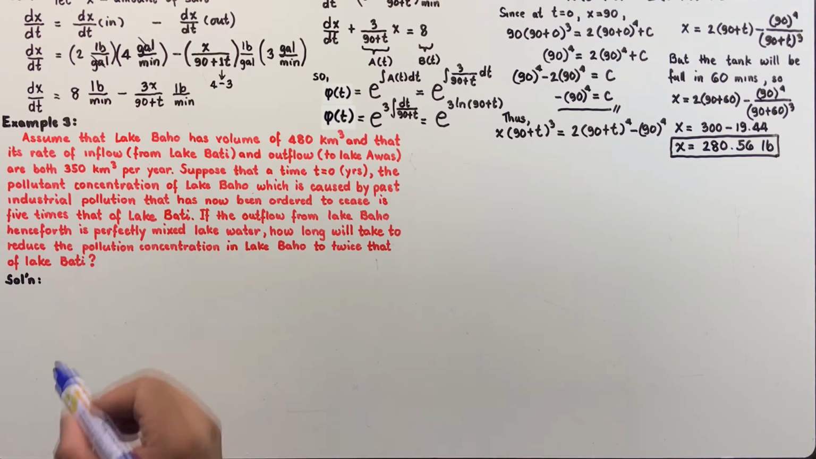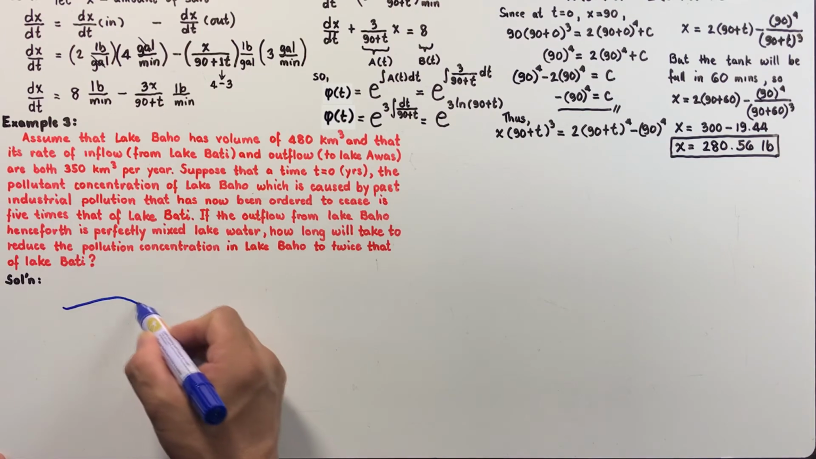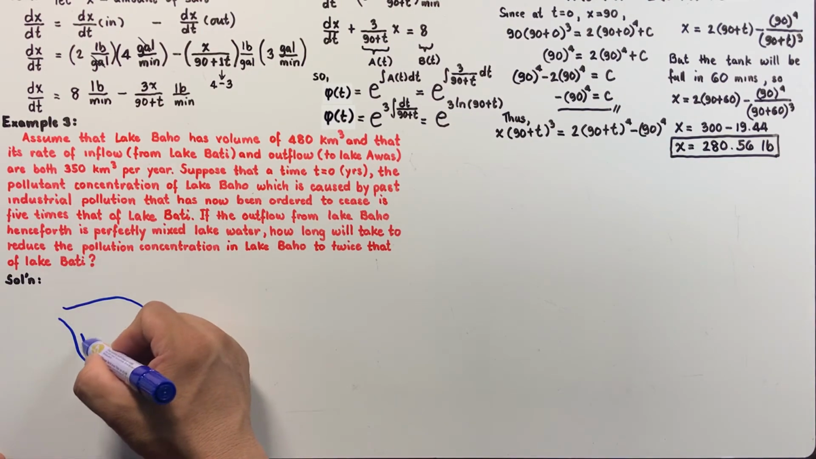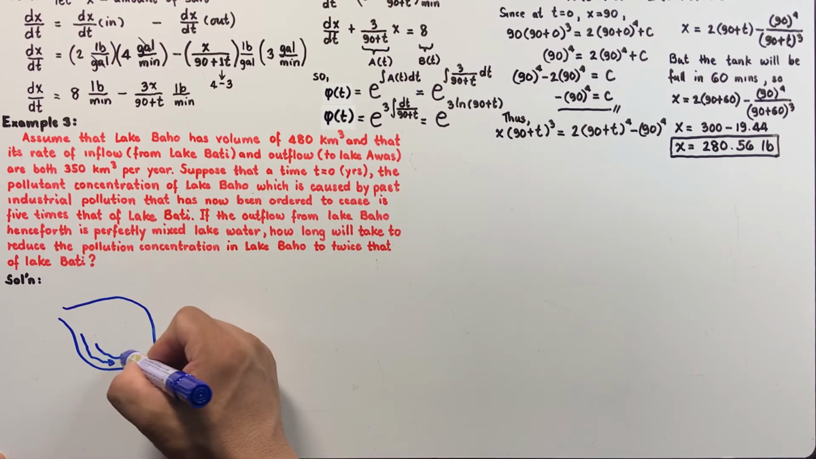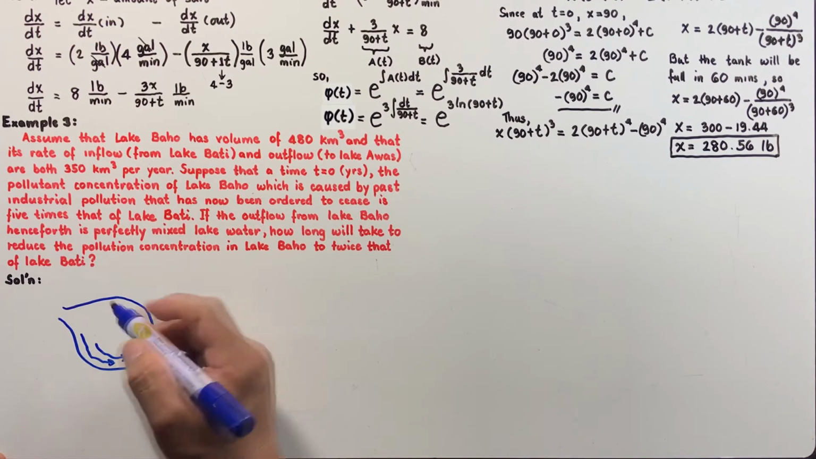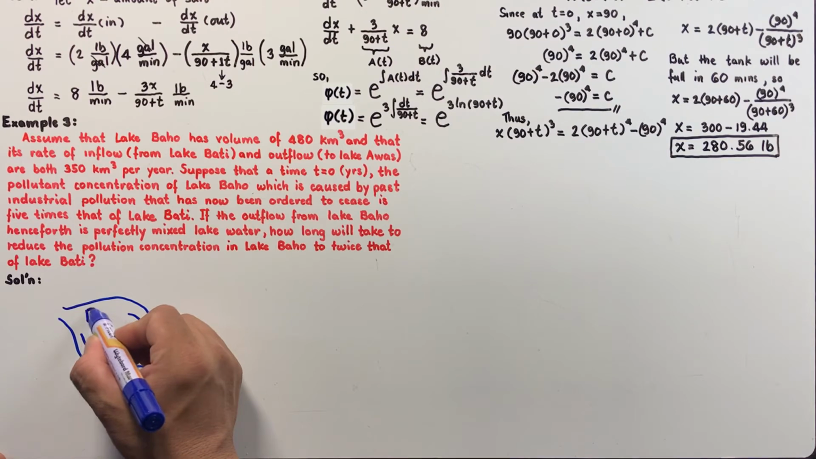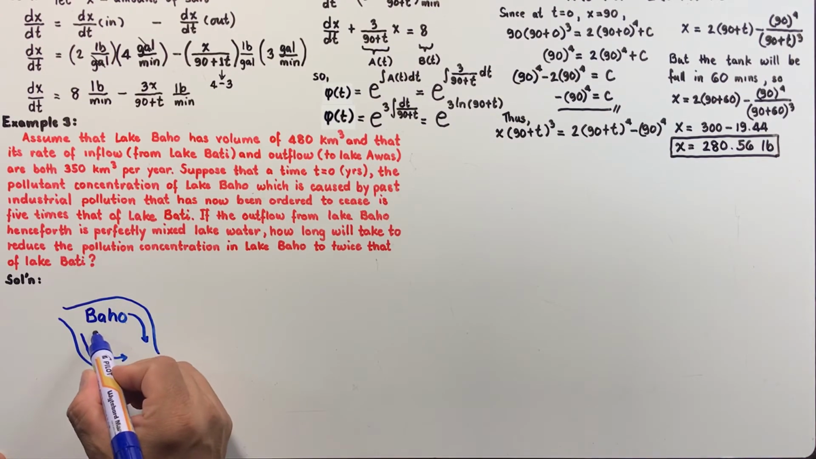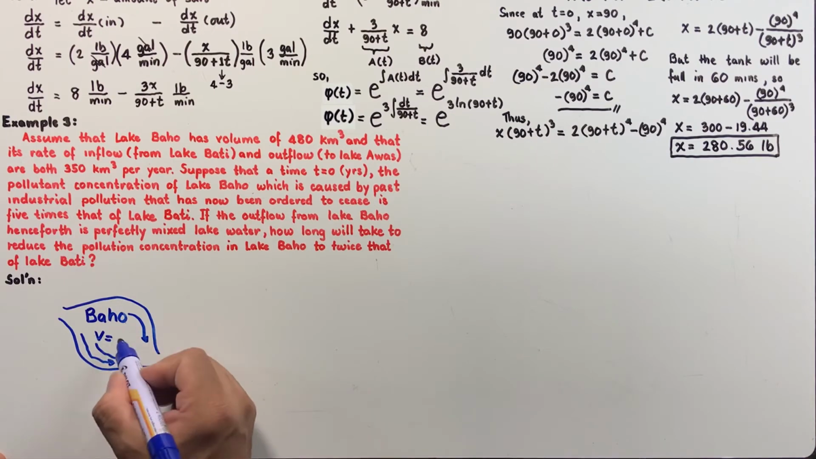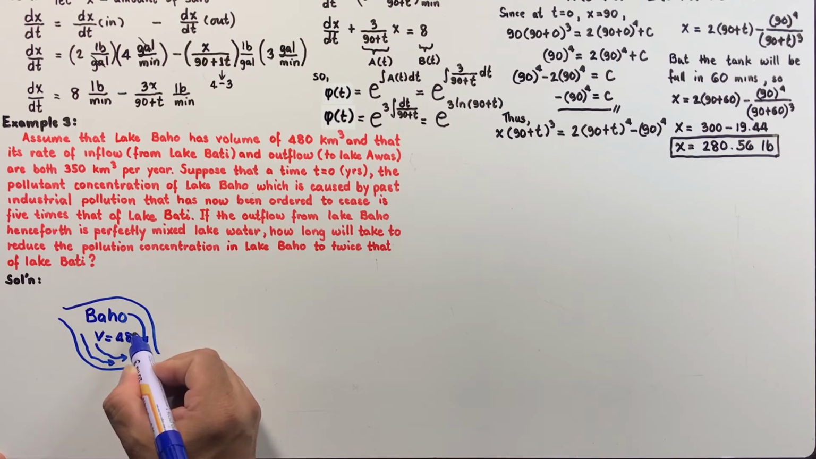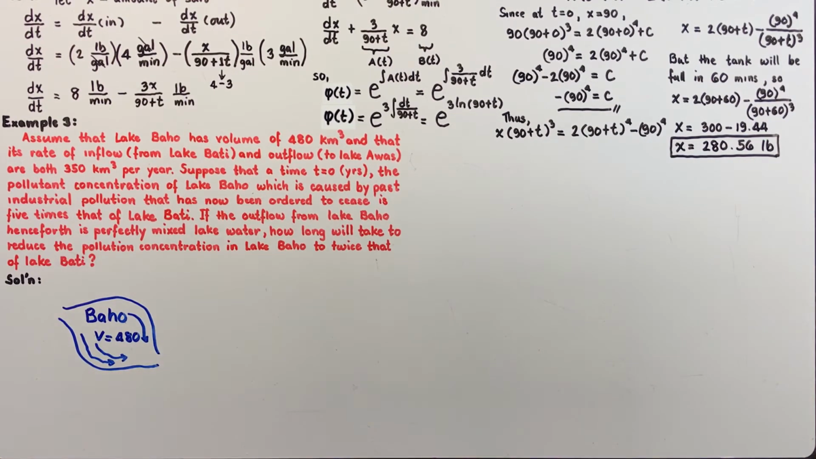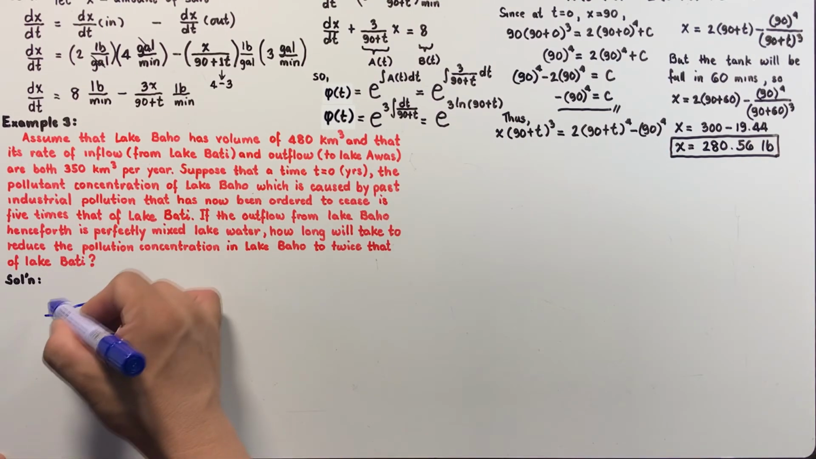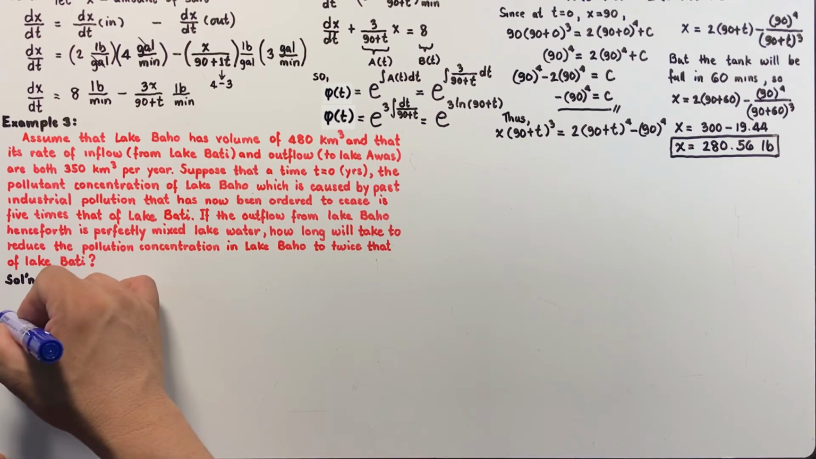So here, let us draw first our Lake Baho. So if this is our Lake Baho here, so the water is flowing here because this is our Lake Baho, and the volume here is 480 kilometers cubed. This Lake Baho receives also a flow of water from Lake Bati.